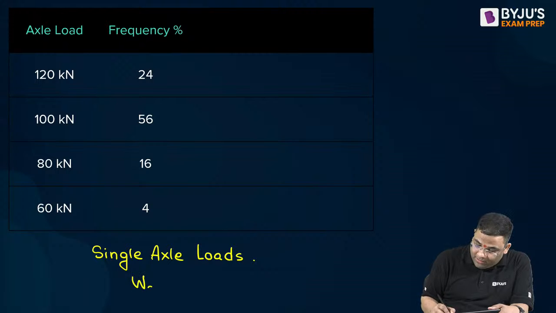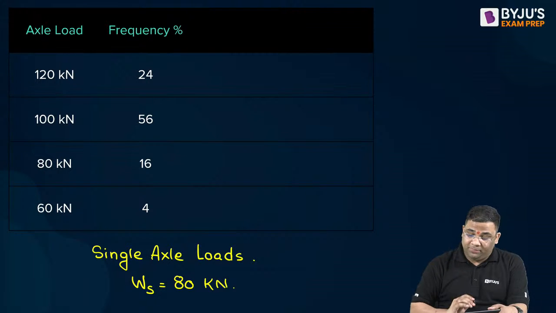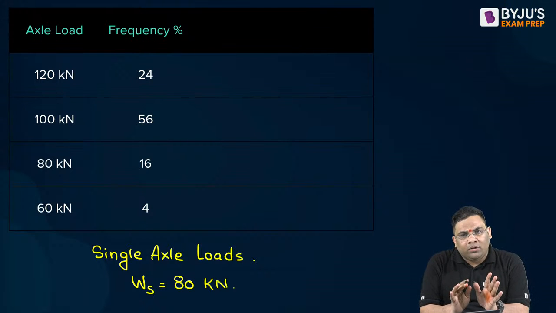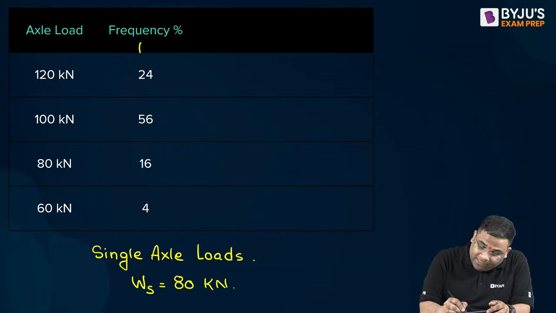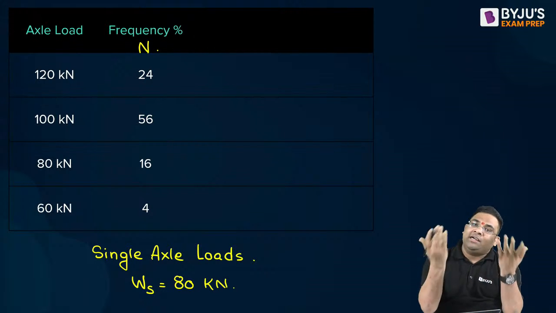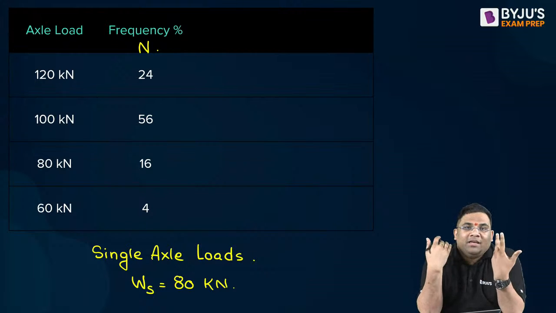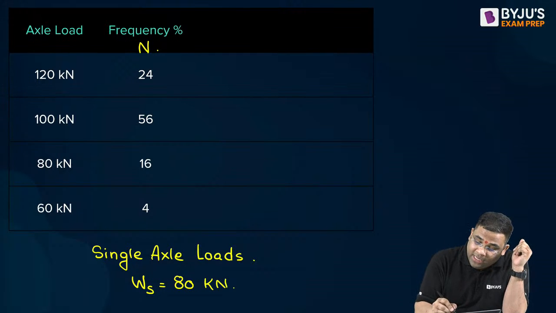So the standard axle load will be 80 kilonewton. And they have given the frequency percentage. When they give you frequency percentage, you assume that the total number of axle loads is 100. If you assume it to be 100, then this percentage will become the frequency, the number.